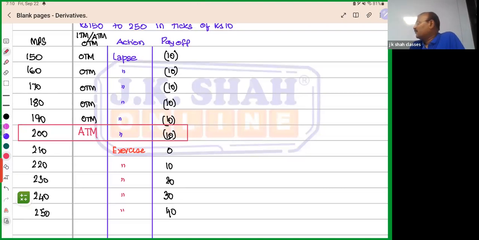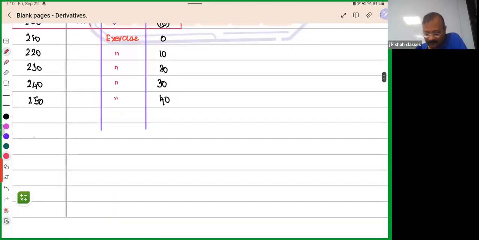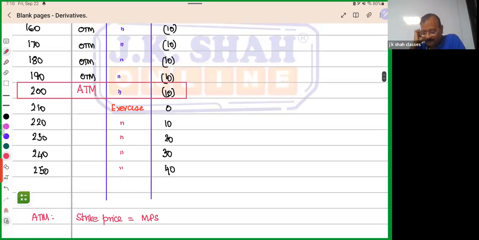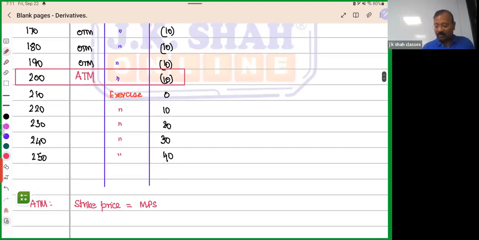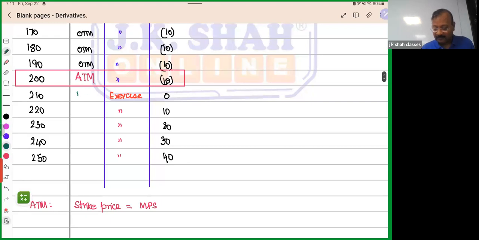ATM is the point where the strike price is equal to the market price. Now this box will become very important when we start making tables ahead, identifying that ATM point, because if you notice, below this ATM at 210, is the option in the money or out of the money? In the money. In the money. In the money. In the money. In the money.